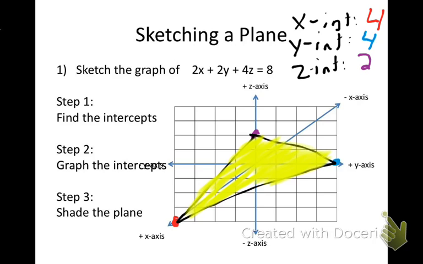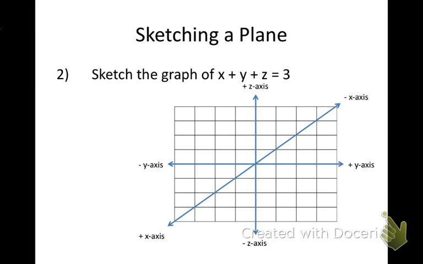Again, the first thing you do is find the intercepts. And what you do, kind of make a triangular region. That's where this plane intersects the 3 axes. So the toughest thing there is finding the intercepts. All right, try number 2 on your own here. Find the x, the y, and the z intercepts.